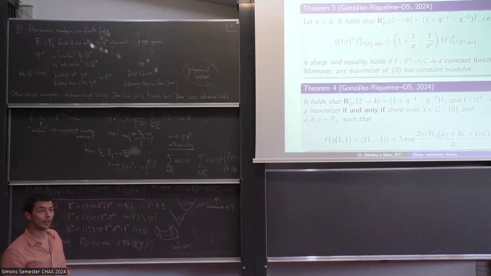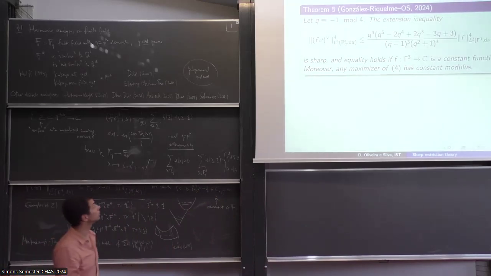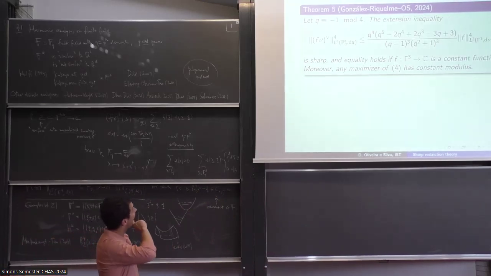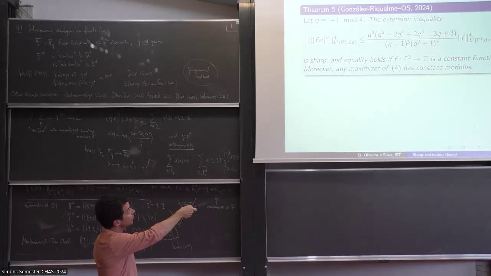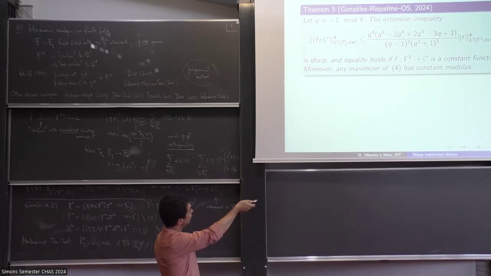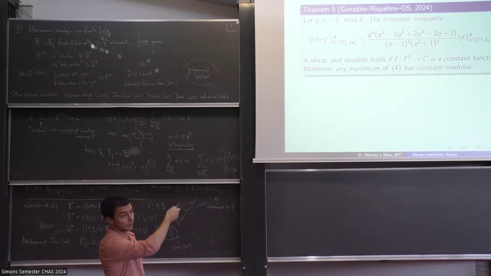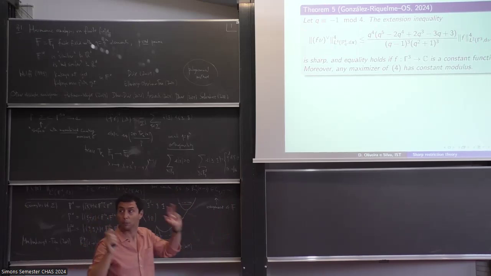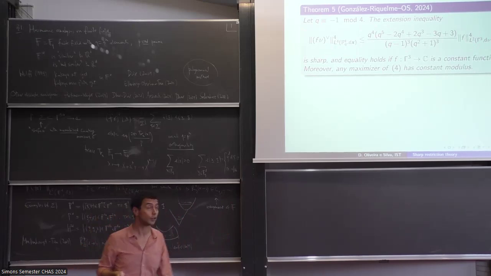All right, there are still cones. So what do we know about cones? For the three-dimensional cone in F_q^3, there's an L2 to L4 extension inequality, which can be put in sharp form in this way with a more complicated constant. There's a degree 5 polynomial in the numerator. This is sharp. Equality holds for constant functions, and more generally for functions of constant modulus, but this result only holds true when q is congruent to -1 mod 4. Okay? There are some complications that we cannot overcome in the other case.